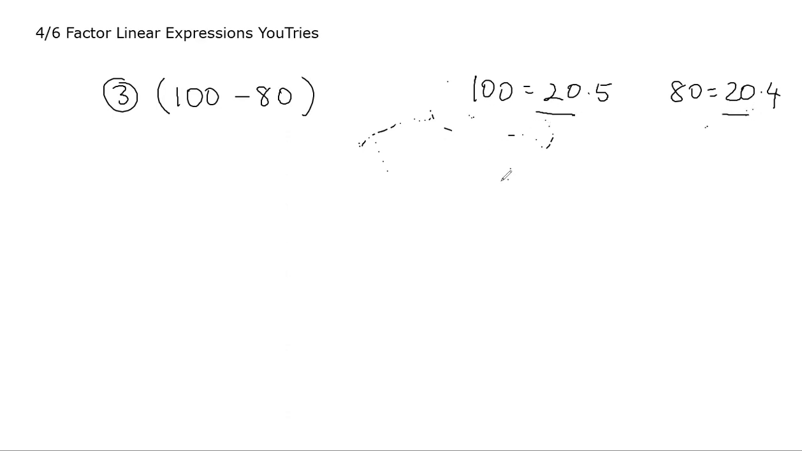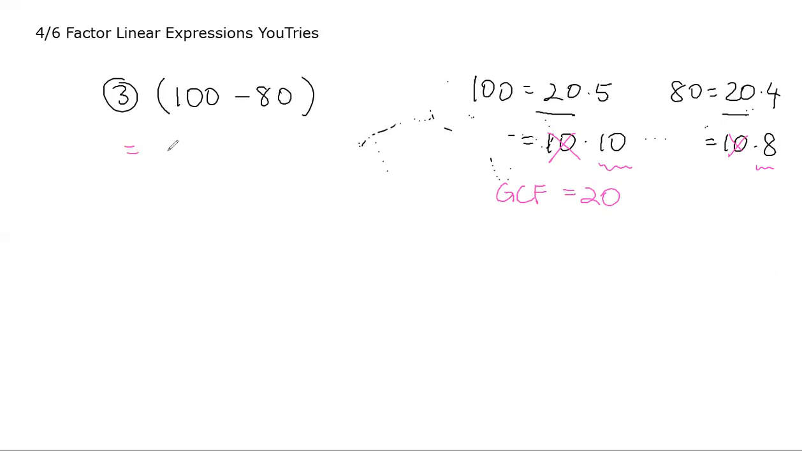Okay. So if it were 10 times 10 and 10 times 8, well, I know 10 is not the greatest common factor because we see here, right here, 10 and 8, they still have something in common. They have a factor of 2 in common because they're both even. That's why 10 is not the greatest common factor. The greatest common factor is going to be 20.